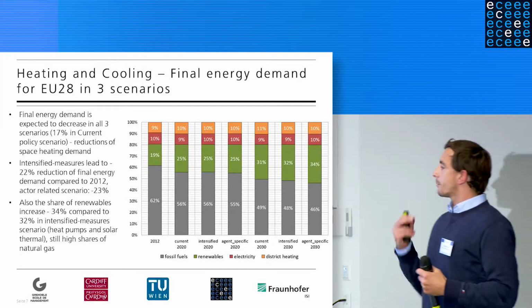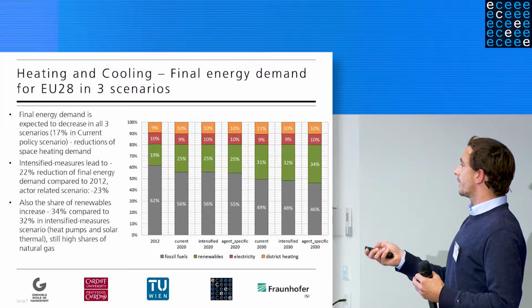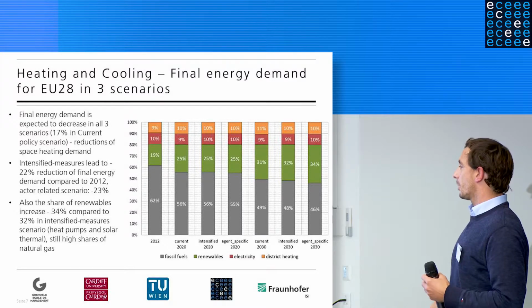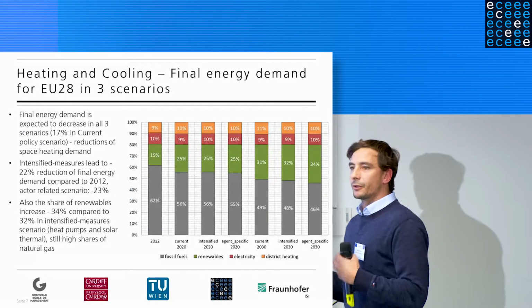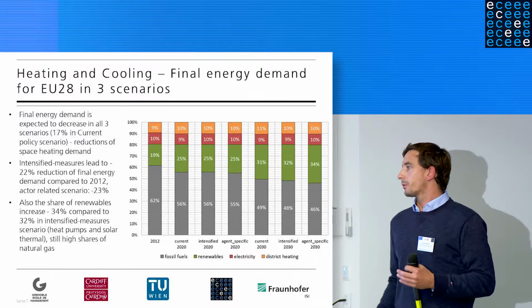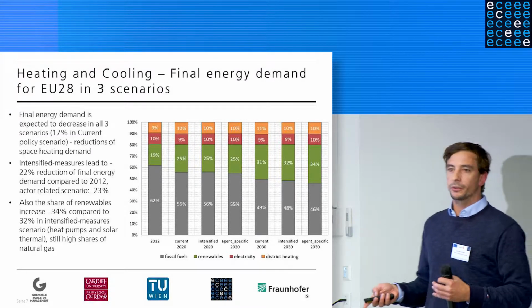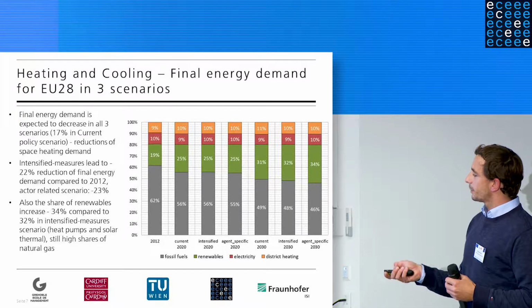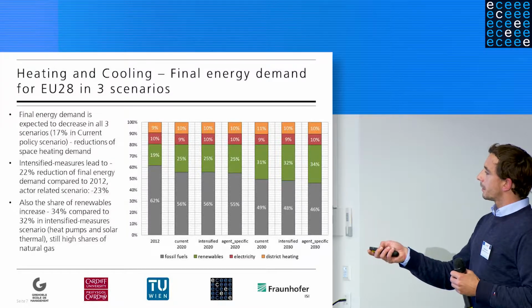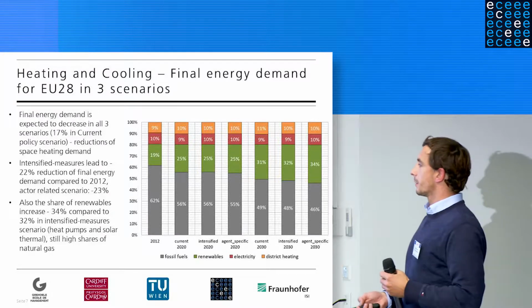Why is that? The main reason for this is that there's actually already a lot going on in the intensified scenario already, and the effect of those low-income agents was not that big. But what we did see is that the share of renewables increased significantly, which is shown in this picture. So for this agent-specific scenario, the renewable shares increased to 34% compared to those 32% in the intensified scenario.